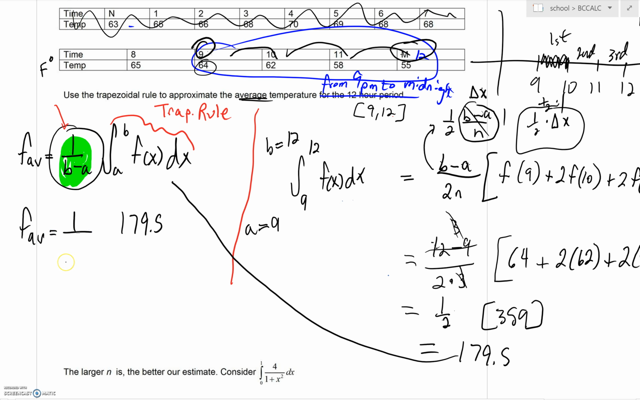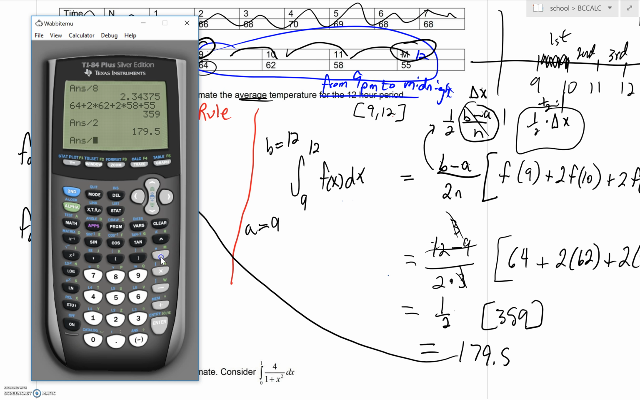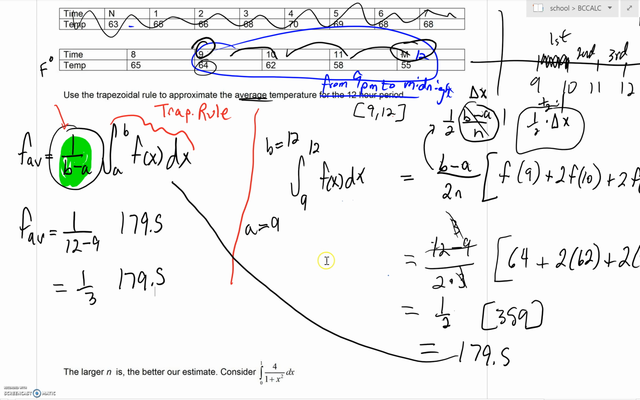You have to go 1 over b minus a. That's 1 over 12 minus 9. That's a 1/3. So we're going to take this number and divide by 3. And when you do, you'll get 59.833. The units for the average value of a function will always be the same units that f has itself.